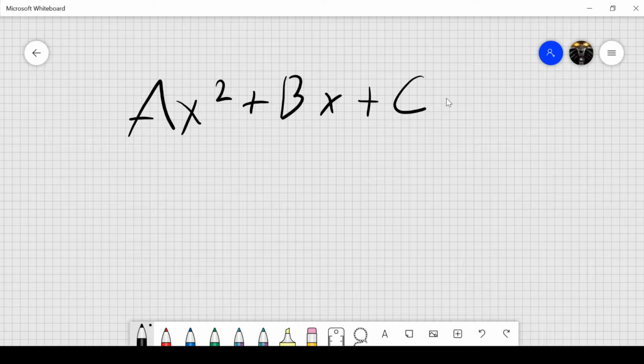So we really only have to worry about C and B. Now, why do I go in the order of C and B? Well, the factors of C are going to add up to equal B. Let's remember, factors are multiplication. So these are numbers that multiply to C and add up to B.